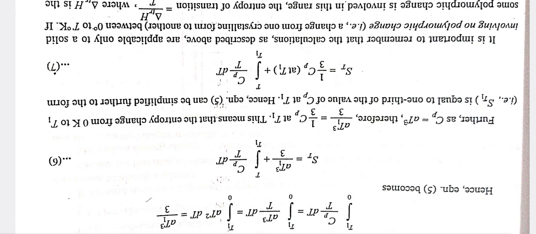If the initial state corresponds to temperature T1, the final state corresponds to temperature T, and remembering that the lower limit corresponds to 0 K, the integral given in equation 3 can be split into two parts as follows. ST is equal to integral from 0 to T1 of Cp by T dT plus integral from T1 to T of Cp by T dT. Hence, this equation becomes ST is equal to aT1 cube by 3 plus integral of Cp by T dT. Further, as Cp is equal to aT cube, therefore aT1 cube by 3 equals 1 by 3 Cp at T1. This means the entropy change from 0 K to T1.